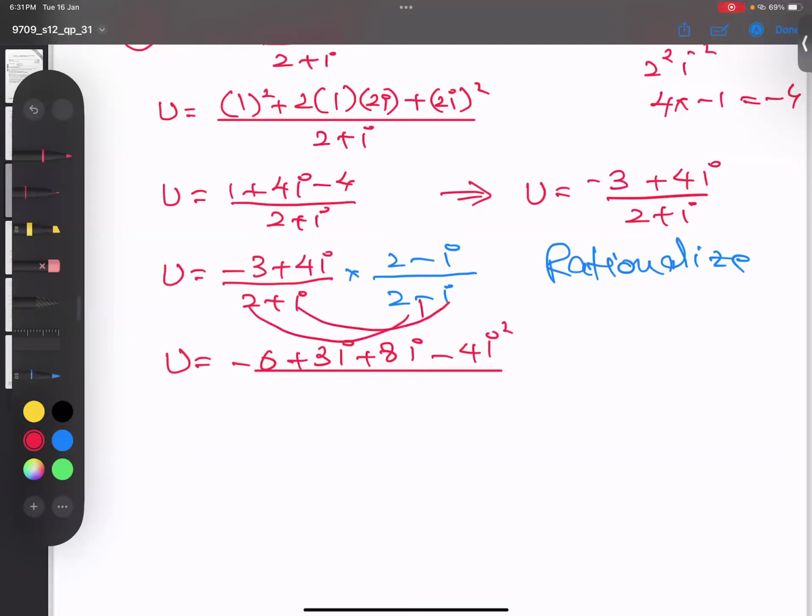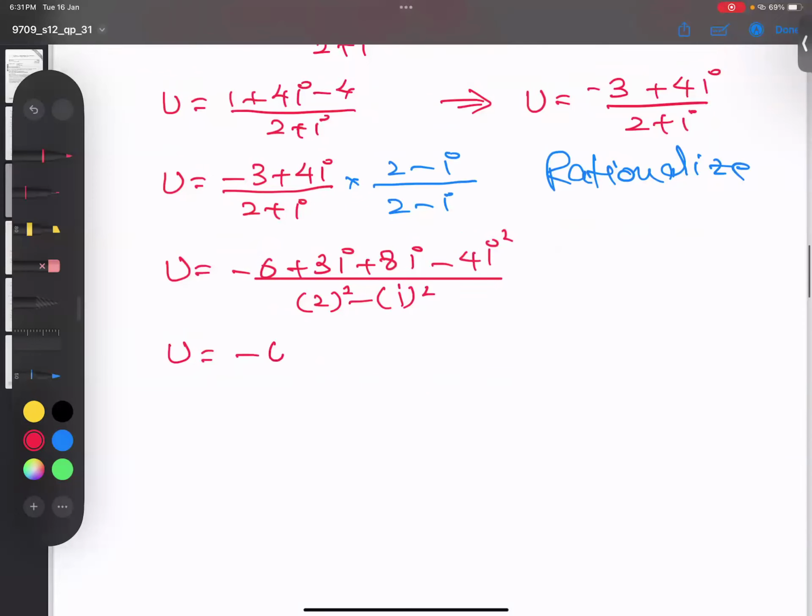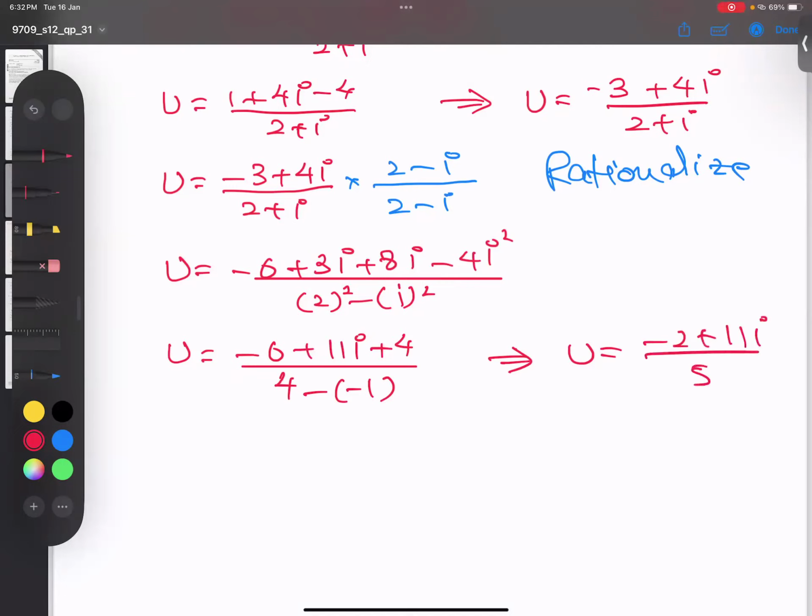And down I got what? First term same, second term same, signs opposite. So what we can say is square of the first term minus square of the second term. And after that, negative 6, 8 plus 3 gives you 11i. And i square is minus 1, so minus minus plus 4. And down I have square of 2 which is 4, and square of this, I get a minus 1, this is a minus 1. Minus 6 plus 4 is minus 2 plus 11i over 5. So if we simplify, negative 2 over 5 separate and plus 11 over 5 separate. So this we convert into the required format.